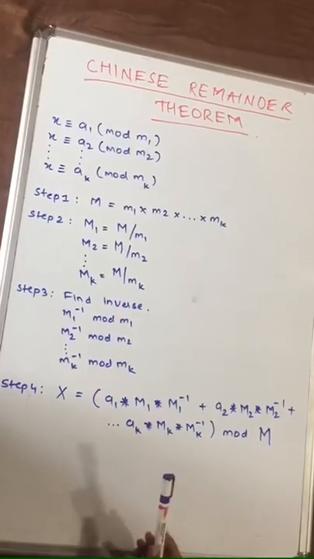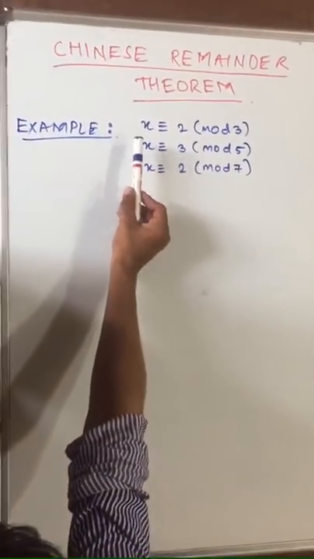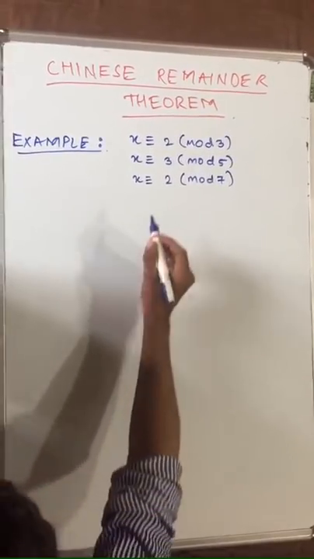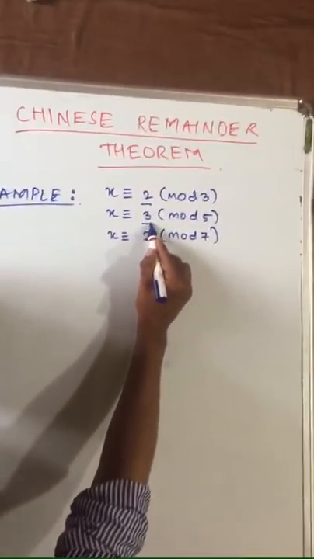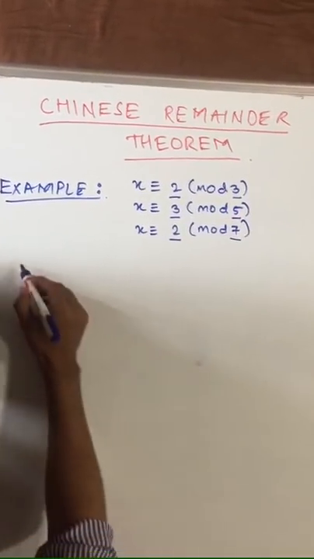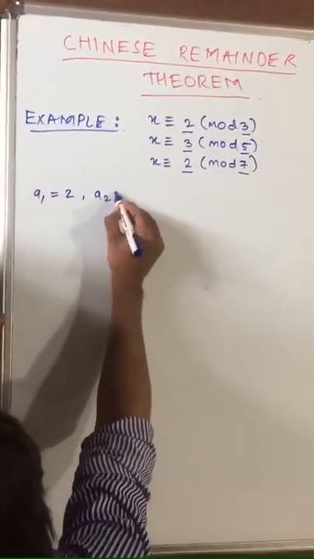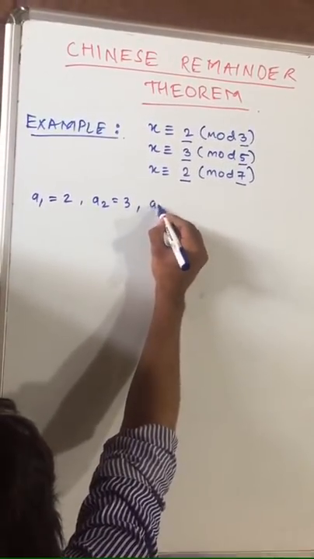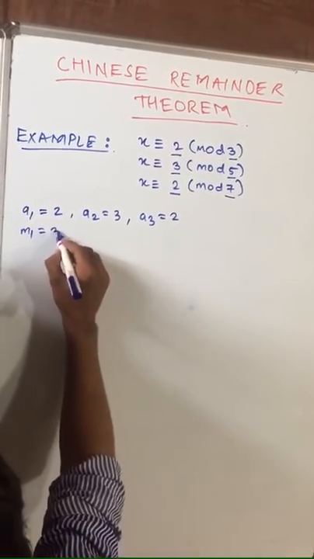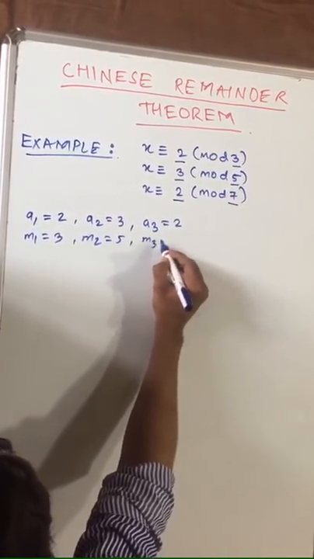So we will solve one example. In this example, as you can see, the question will be like this. Let's solve it one by one. First you have to find A1, A2, A3, small m1, small m2, small m3. So just write over here: A1 will be equal to 2, A2 will be equal to 3, A3 will be equal to 2. Now small m1 will be equal to 3, small m2 will be equal to 5, small m3 will be equal to 7.